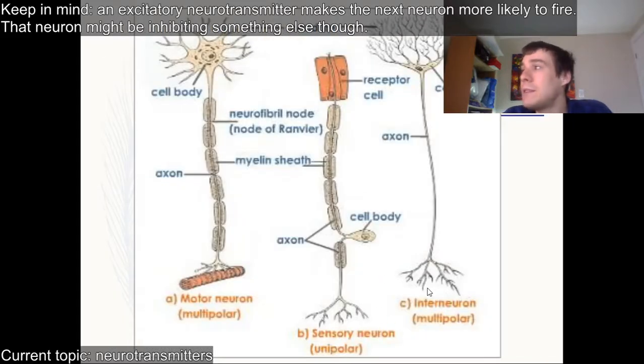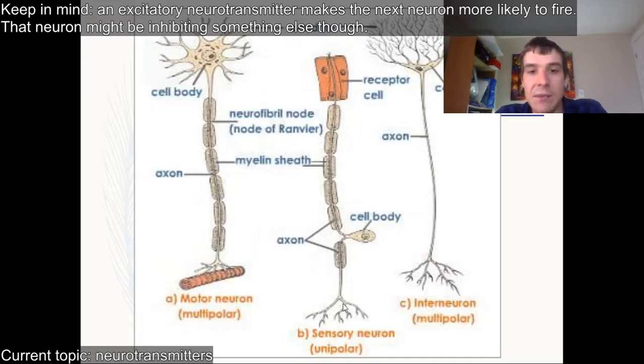The last piece here is just a look at some different motor neurons. Here's what a motor neuron looks like. Right, it's sending it right down to the muscle cells. So just sending signal right to the muscle cells.